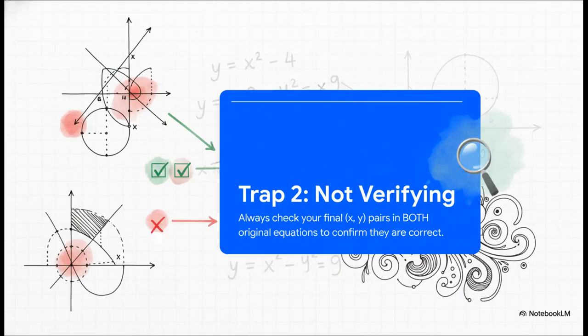And my second big tip for you is this. Once you think you have your final answers, take 30 seconds and plug them back into both of the original equations, just to check. If your x-y pair works in both, you know you've absolutely nailed it. It is the best safety net for catching any little algebra mistakes you might have made.